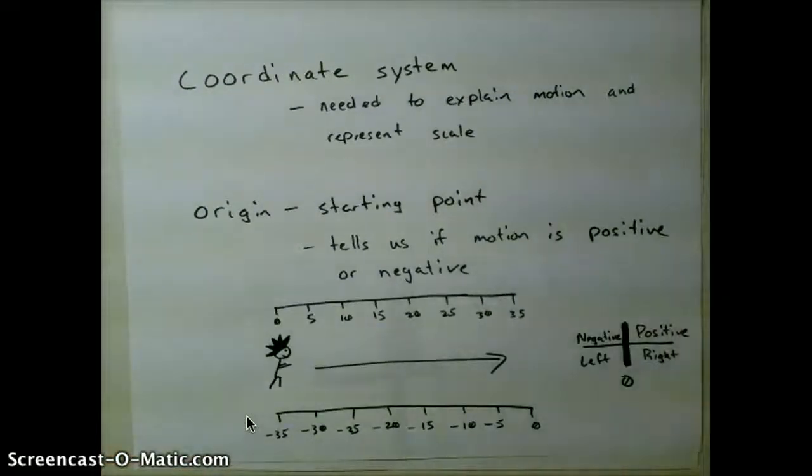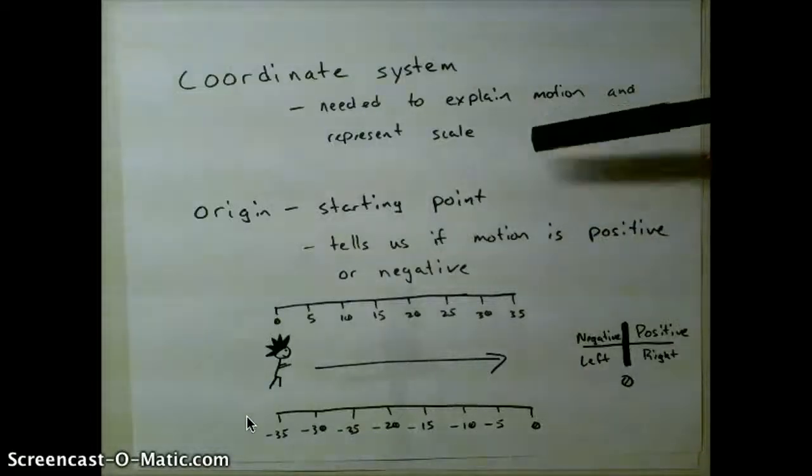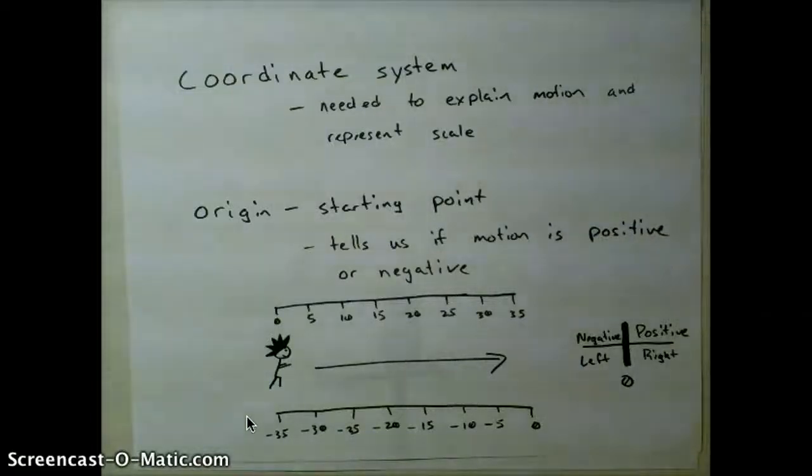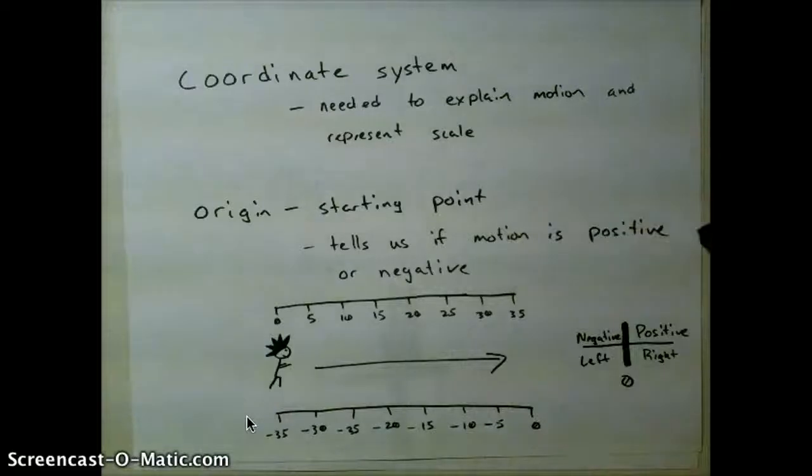A coordinate system is just used to help explain the motion and represent scale. It tells us how far an object moves or in what time period how much it moves. So it helps us describe motion better than faster, slower, speeding up, slowing down, things like that. All coordinate systems must have an origin. An origin is simply the starting point. The way an origin works is it tells us whether our motion is positive or negative.